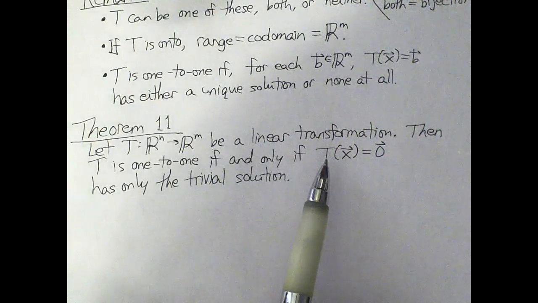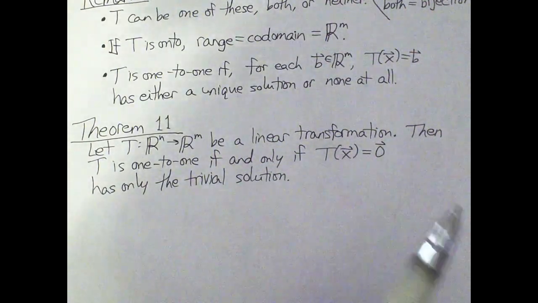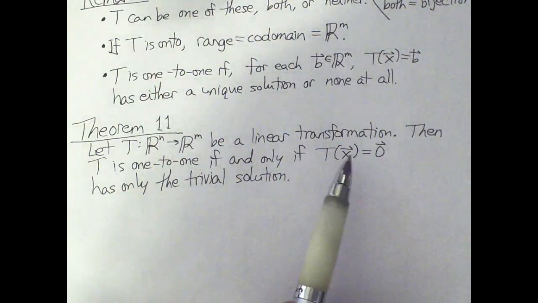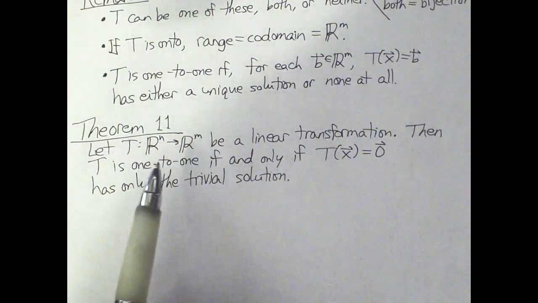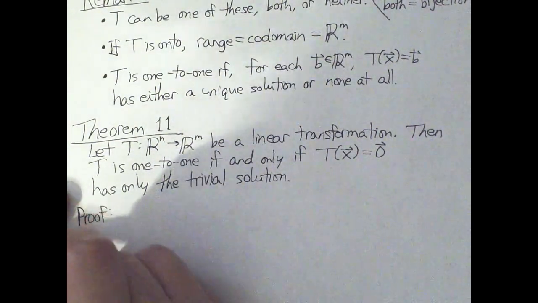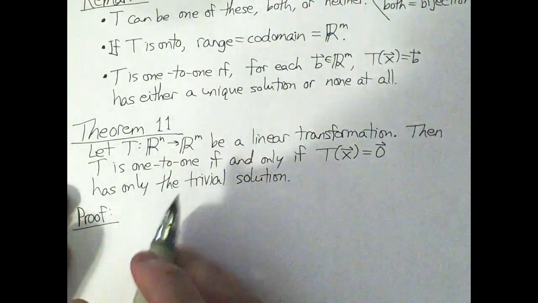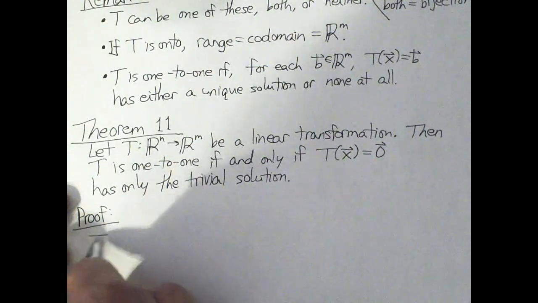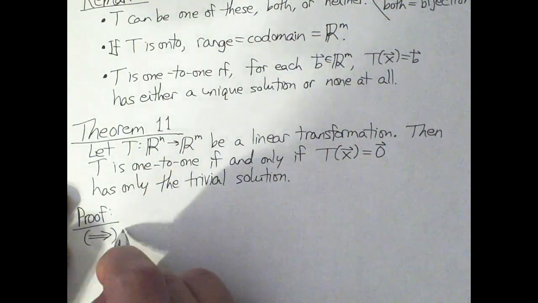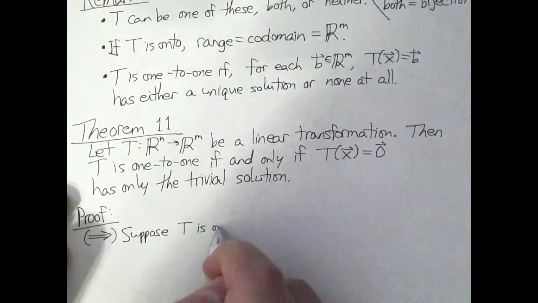All right, so first of all, T of x equals 0 only having the trivial solution means that the vector x would be the 0 vector, right? Let's get started. This is an if and only if proof, so we need to go in both directions. I'm going to go in the forward direction first and say, suppose T is one-to-one.